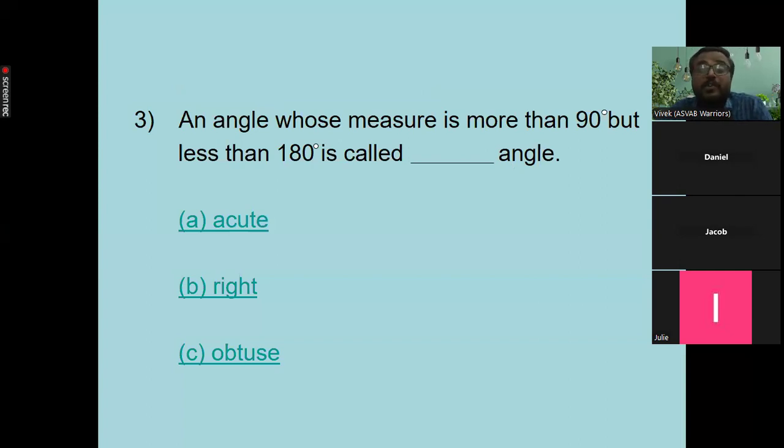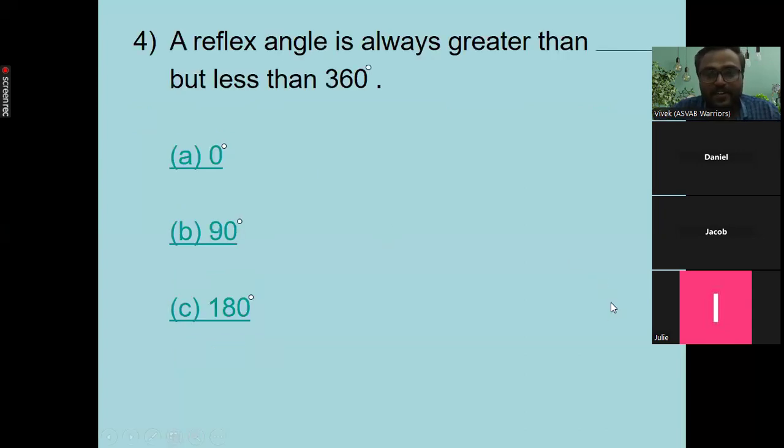An angle whose measure is between 90 degrees and 180 degrees. So what is it called? Come on, Daniel. If you remember clearly, an angle between 0 and 90 degrees is acute. The angle which is equal to 90 degrees is nothing but a right angle, and the angle which is between 90 degrees and 180 degrees. Yep, you have answered it, and the option is C, which is nothing but an obtuse angle. Awesome, guys. Let's move on to the next question.